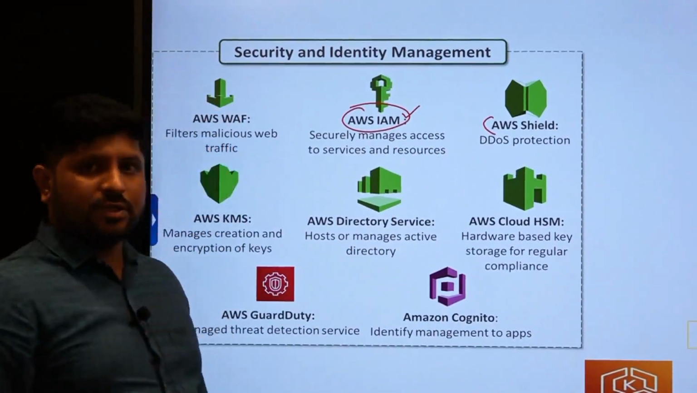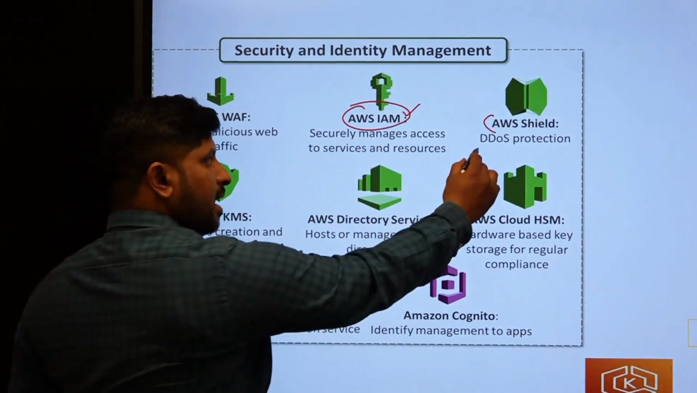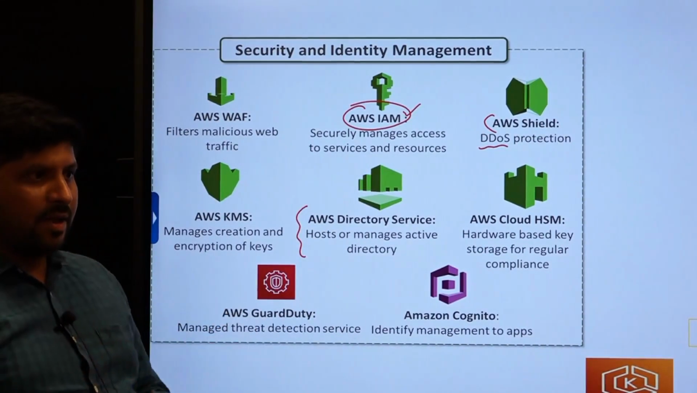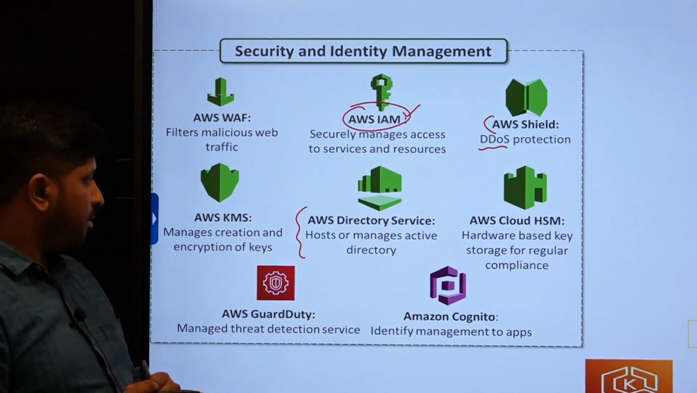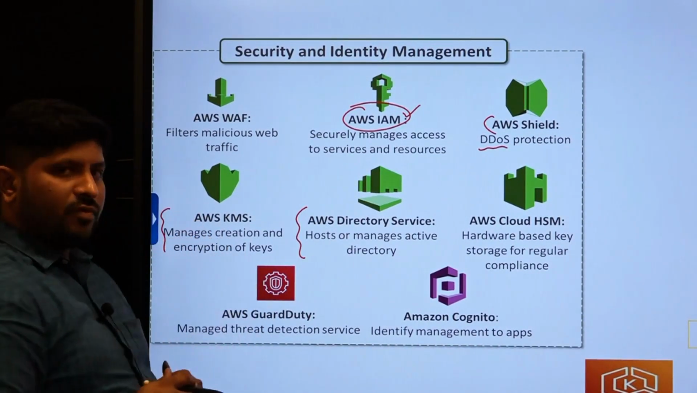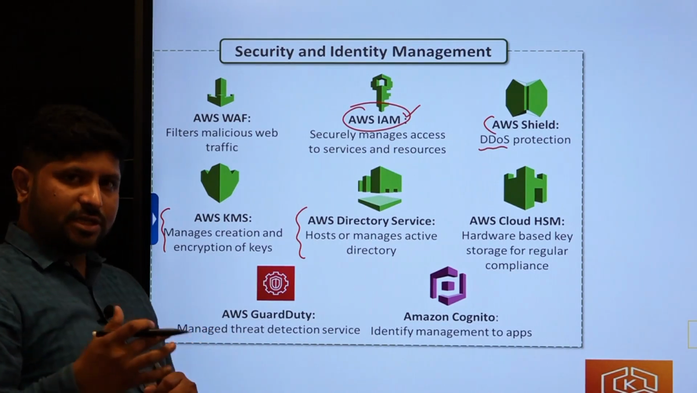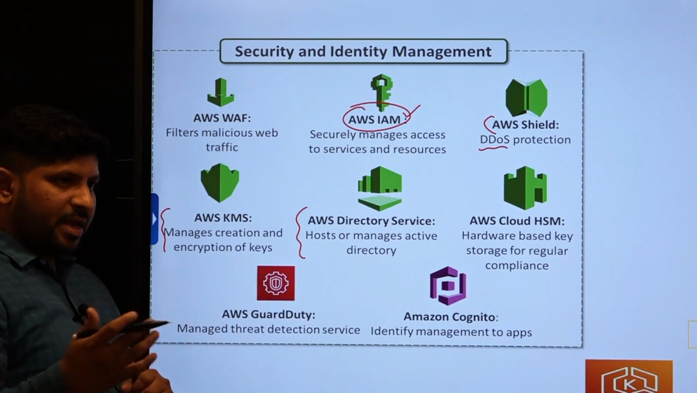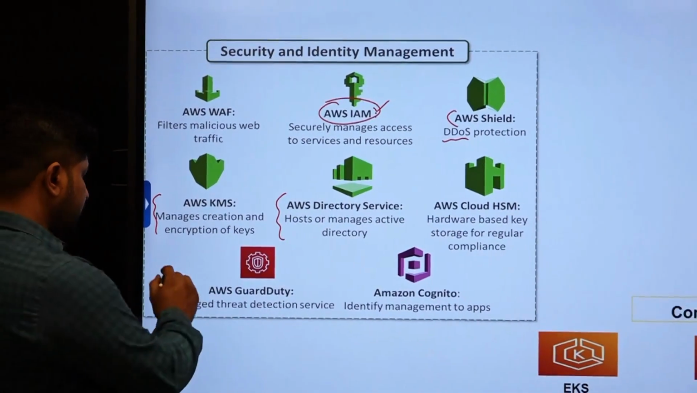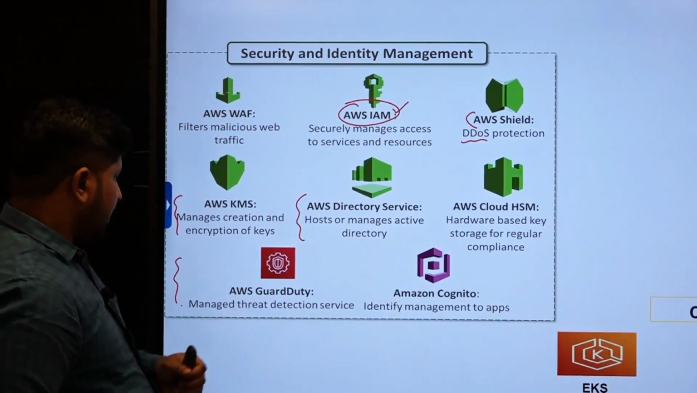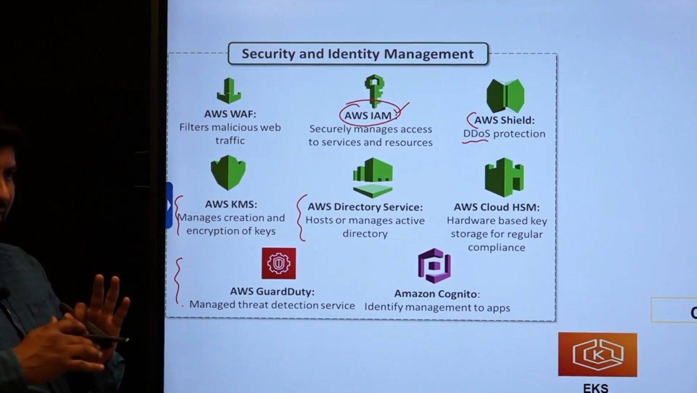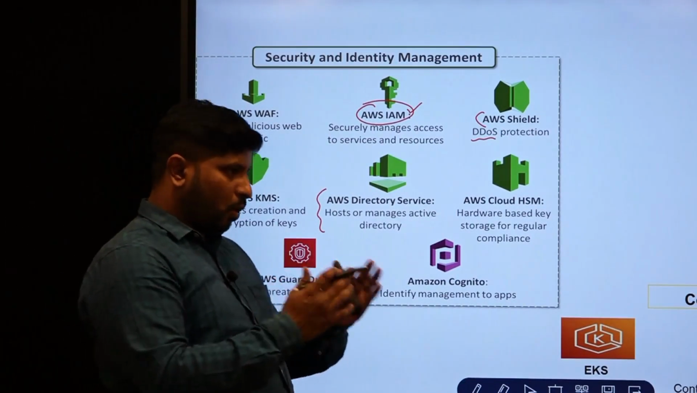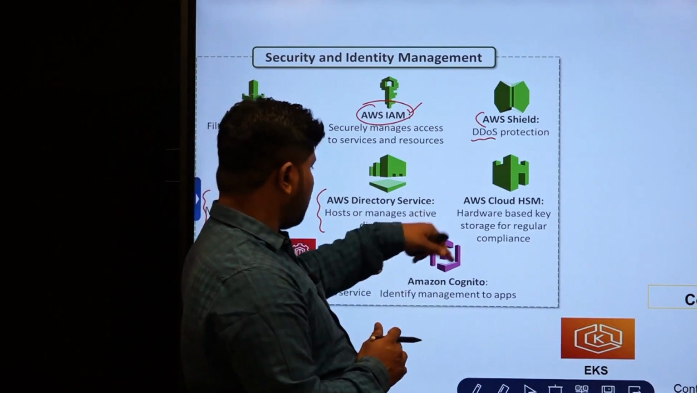AWS Shield protects your network from distributed denial of service attacks. Directory Service manages all sorts of access control lists in a particular Active Directory. KMS stands for Key Management Service, which manages various keys generated from various cryptographic algorithms. It might be public or private. GuardDuty is a threat detection system to protect your system, and so on.